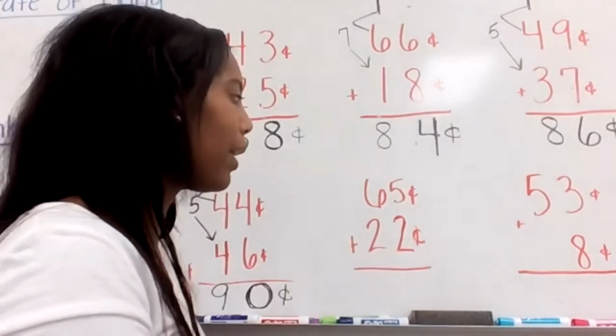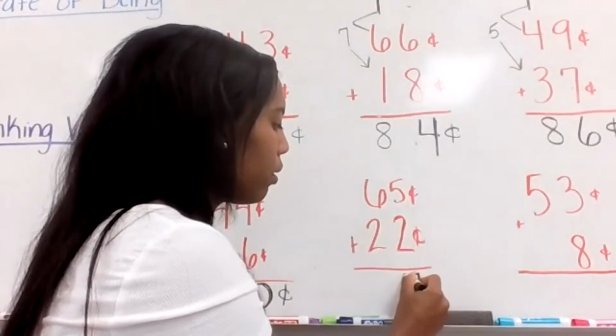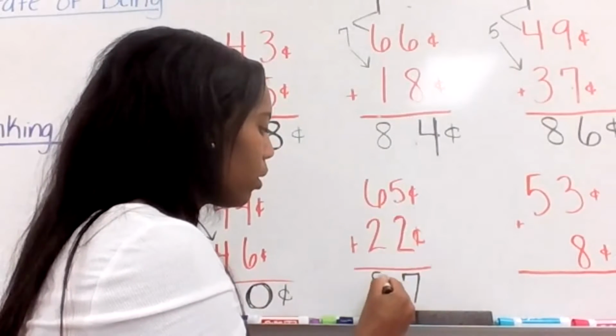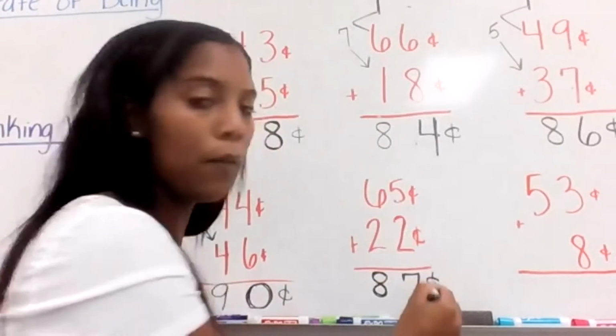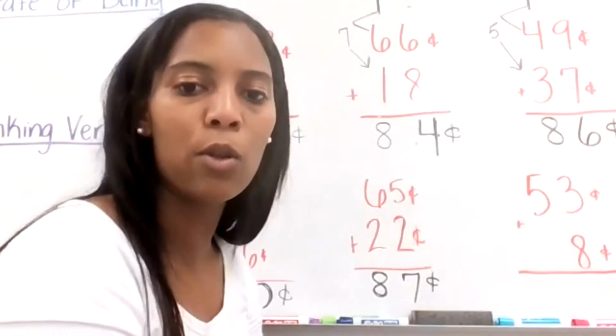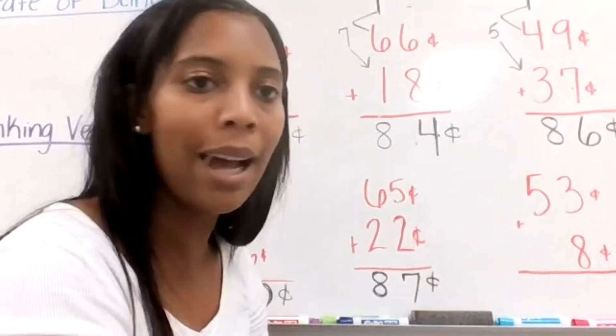Let's look at the second one, 65 cents plus 22 cents. So again, we start in the back. That's 5 plus 2 equals 7. And then I move to the front, 6 plus 2 equals 8. I did not have to carry over in this one. This was not a carrying over problem. Why? All my answers were less than 9. So that means I did not need to carry over.